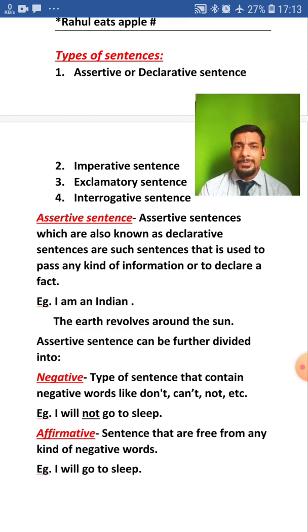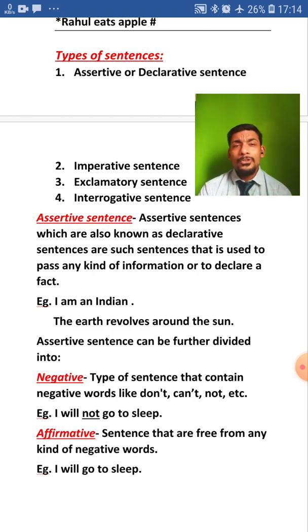Types of sentence. My dear students, the sentences that we learned are of 4 different types. Type 1 is assertive, which is also known as declarative sentence. Type 2 is imperative sentence. Type 3 is exclamatory sentence. And type 4 is interrogative sentence.